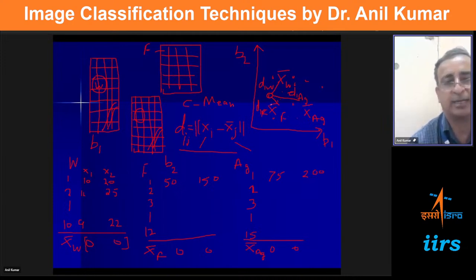So for each class you can calculate D1W, D1F, and D1 agriculture. For the second pixel, D2W, D2 forest, and D2 agriculture. For the third feature vector, D3W, D3 forest, and D3 agriculture, like that. Then compare for which the distance is minimum. Like this you can do it in a single iteration, get all the labels of the pixels and the output. Since it is supervised, we don't have to iterate.